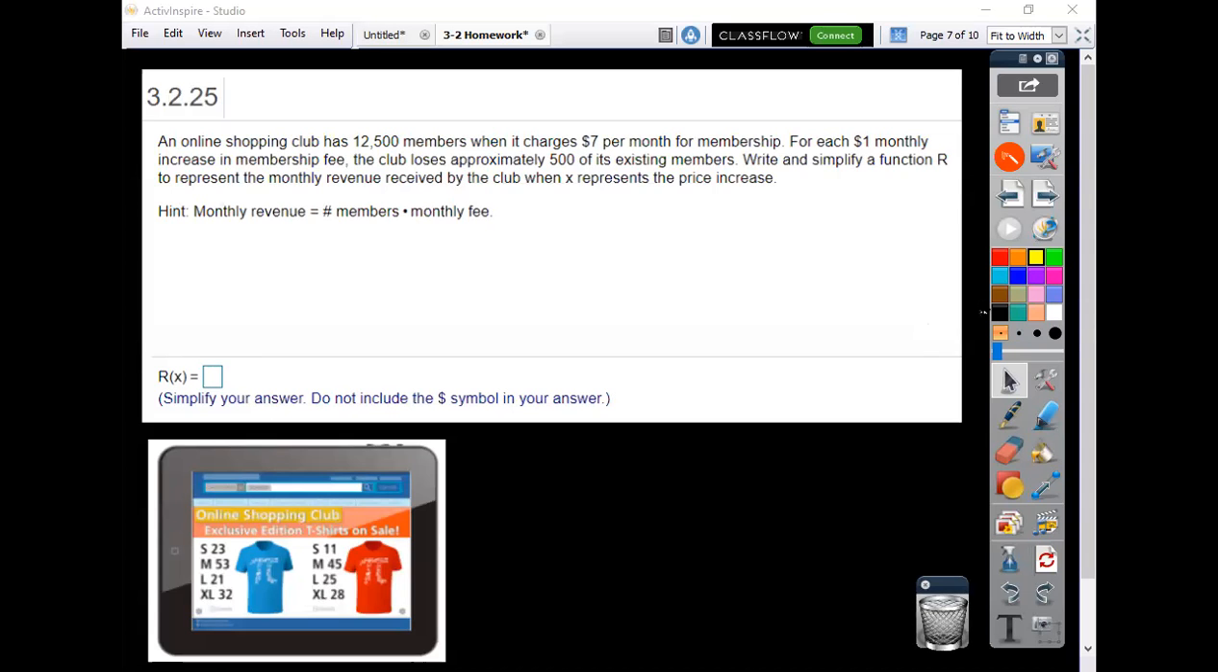Okay, problem 3.2.25. There's something about this problem that is a little tricky, I think. There's a lot to keep track of. But so you have this shopping club.